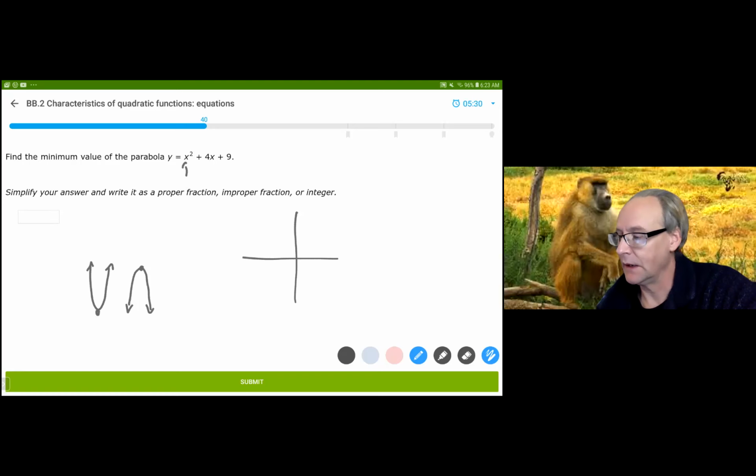To find the vertex, we're going to use x equals negative b over 2a. Again, that's a, b, and c in ax squared plus bx plus c. I'm going to substitute the 4 inside parentheses, the negative outside the parentheses, over 2 times 1, which gives me negative 2. Now that's not my answer, because what I want is the minimum value of the function.